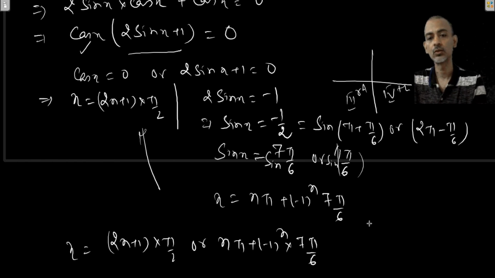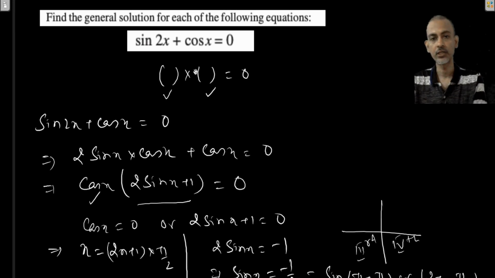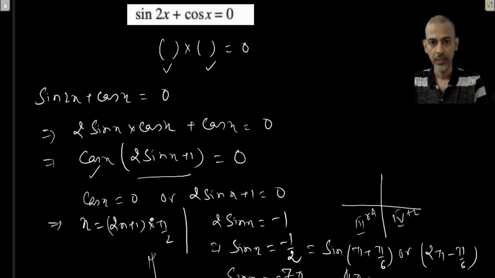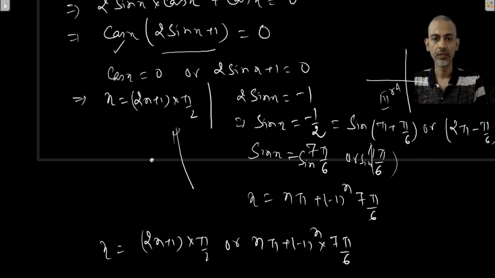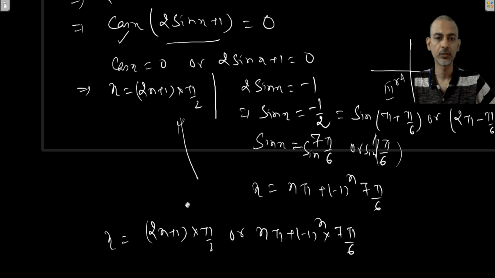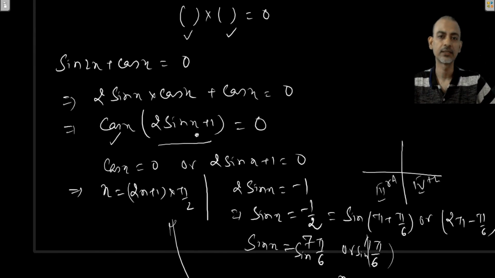So these are the answers, and in all three equations what we have done is we have tried to reduce the expression into a product of two or more functions, and once we have got that, we have equated each of them to 0 and got the values. Even if you put the value x equals (2n plus 1) into pi by 2 in this equation, you will start getting 0. So let's do that and see one of the examples.